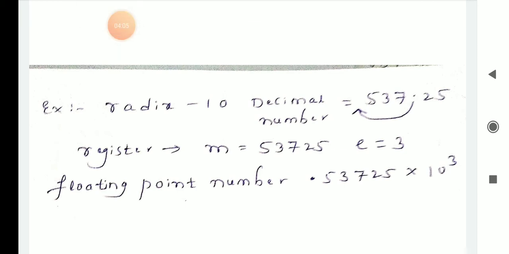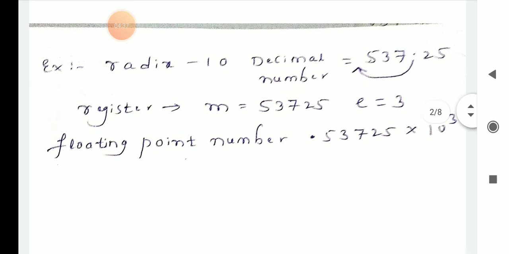Next, for the floating point number, if you shift this, you get 0.53725 multiplied by 10 raised to 3. Here r is the radix, 10, e is 3, and m is the mantissa, 53725. Whenever you shift the decimal point by 3 digits, you get e equal to 3, shifting the digits to the left side.